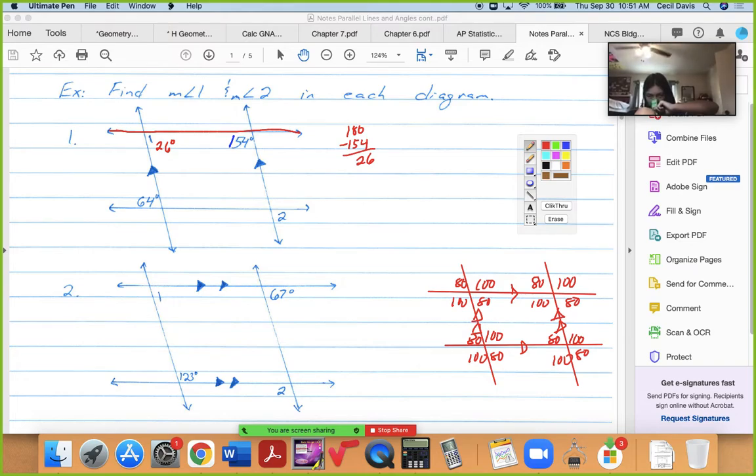Okay, so that's, like I said, not a super interesting problem. What's more interesting is where you have to decide which line you want to use as the transversal. So if you're trying to find angle 2 in this picture, is 2 going to be related to the 154 or is 2 going to be related to the 64? 64, because again, we want our transversal to be going across the two parallel lines, so angle 2 is 64 degrees.